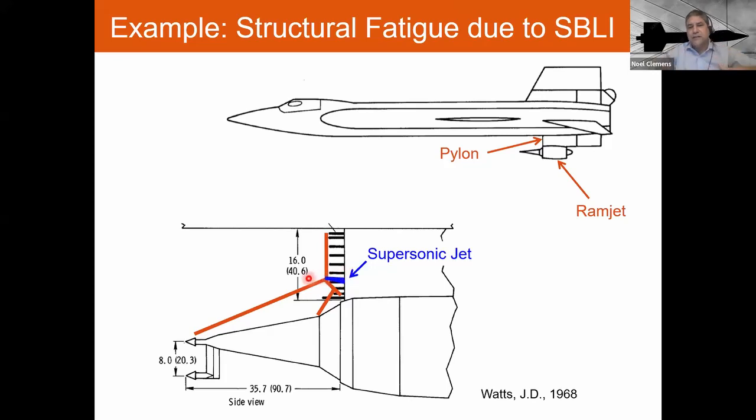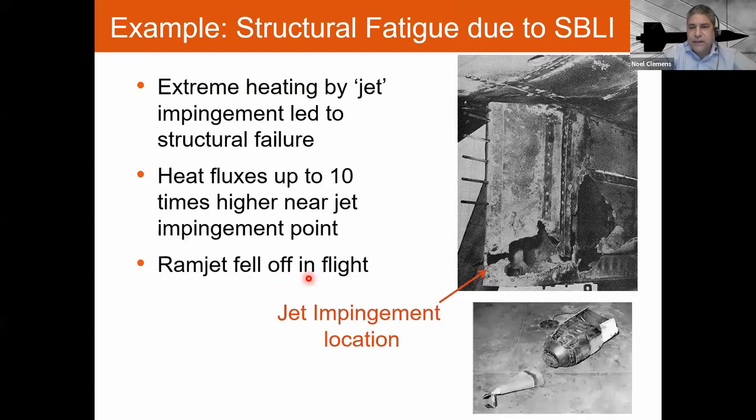Now the shock boundary layer interaction, or SBLI, is highly unsteady, and it did this to it in flight. You can see that this panel, the pylon, had completely fatigued and failed, and then the ramjet is here on the ground. They found that it just fell off, right?